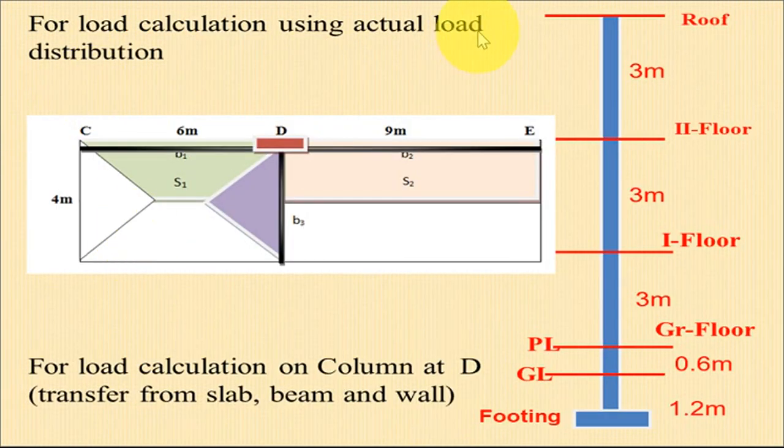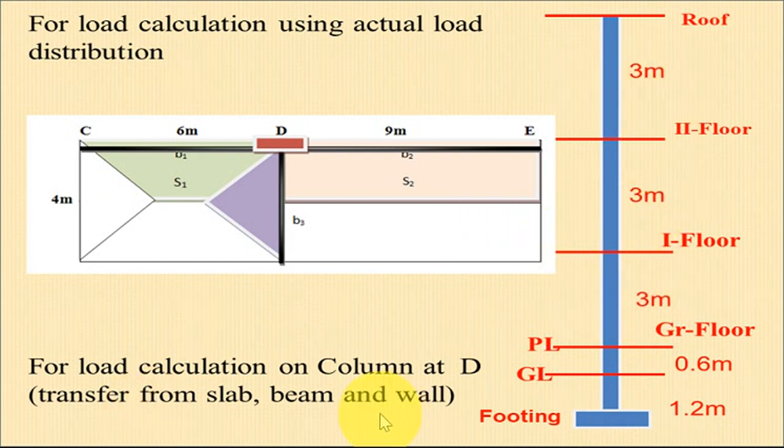Now for the load calculation using the actual load distribution, this is point D or column D. C to D is one beam, D to E is another beam in the same direction, and the orthogonal beam is D towards, say, F. This is 4 meter, this is 6 meter, and this is 9 meter, and this is a G+2 story building. This is up to the ground level, this is up to the plinth level, this is the first floor, second floor, and the roof.